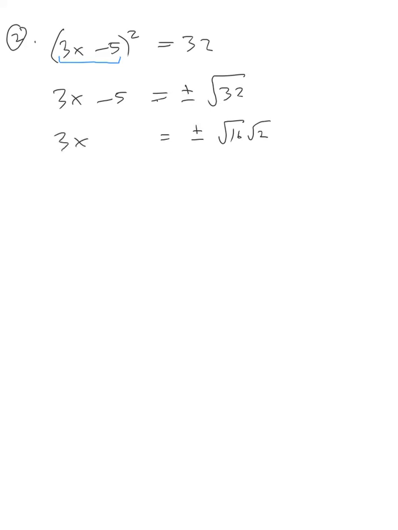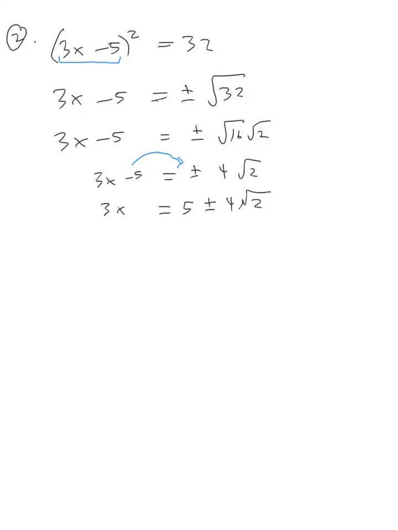So we're left with 3x minus 5 equals that. But the square root of 16 is 4, and so we're left with 4 square root of 2. Next, we need to move this negative 5 over in front of that plus minus sign. That changes it to be positive 5 plus or minus 4 square root of 2.